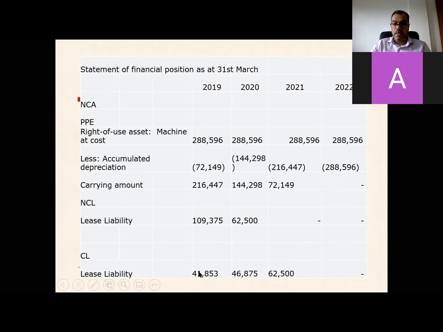I know that all the calculations are easy, but when we make this classification between non-current liabilities and current liabilities, sometimes students might get confused. Therefore, you have to pay careful attention to this and study more. If you did not understand, do this exercise again.